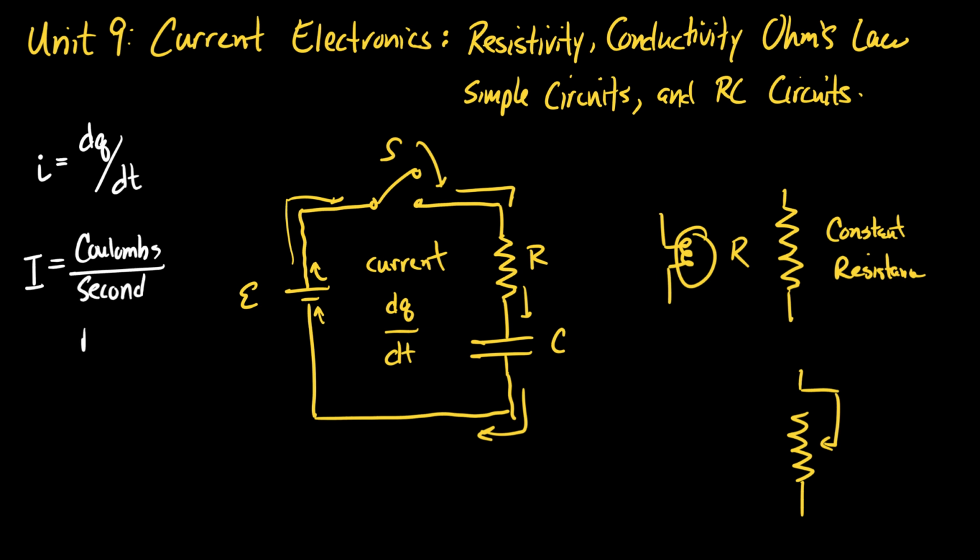Which is named the amp after Louis Ampere. Now, I want to take a moment here to talk about resistance and the difference between a resistance and a resistor. Just like before with a capacitance and capacitor, a resistor is a device. It is a thing. Resistance is a measurement.